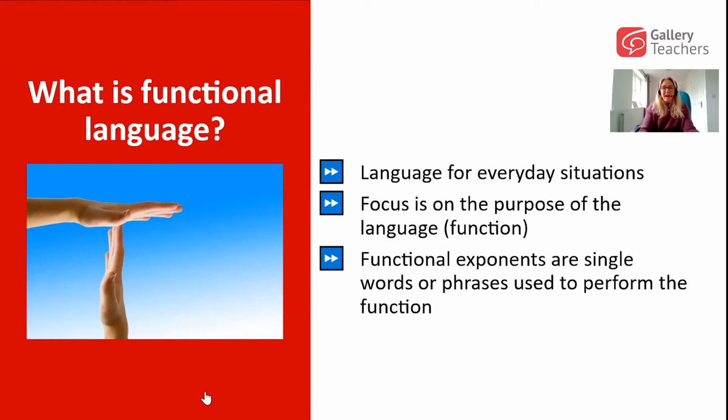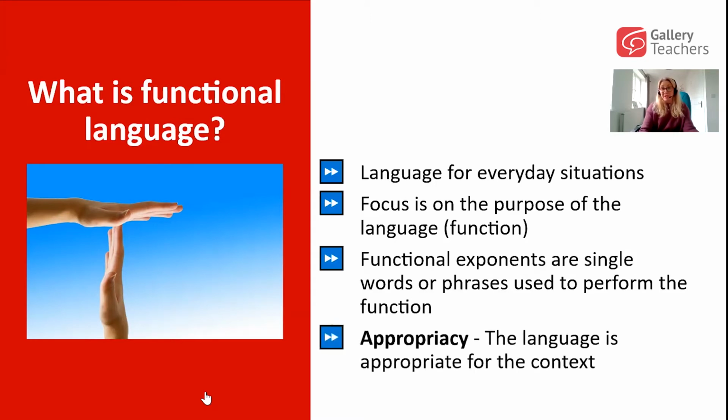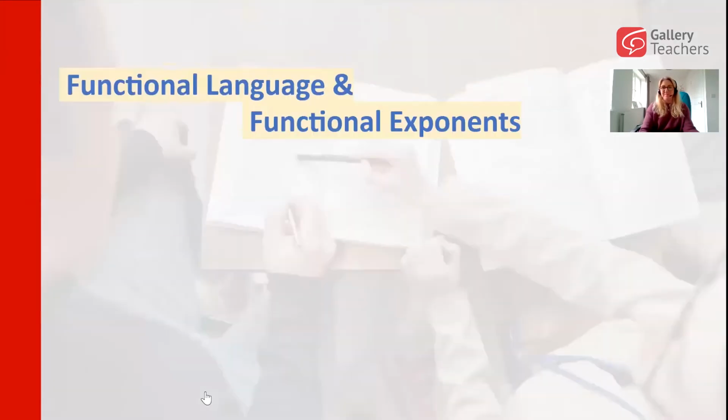So, the relationship we have with someone determines which exponents we use to communicate with them. Our students need to be able to use language for different situations and needs to ensure the language that they use is appropriate for the situation. So here are some typical examples of functional exponents we could teach our students to help them to communicate more effectively in various situations they might find themselves in.